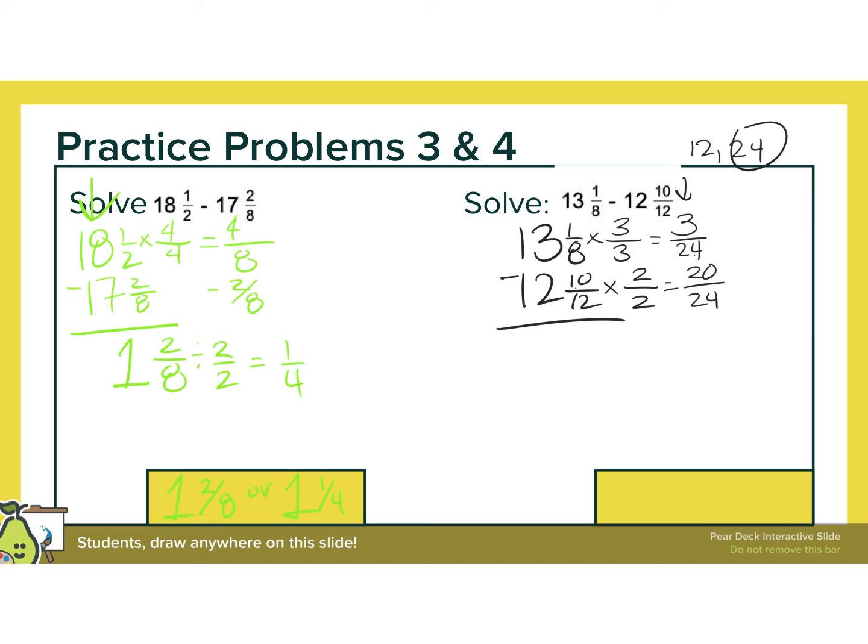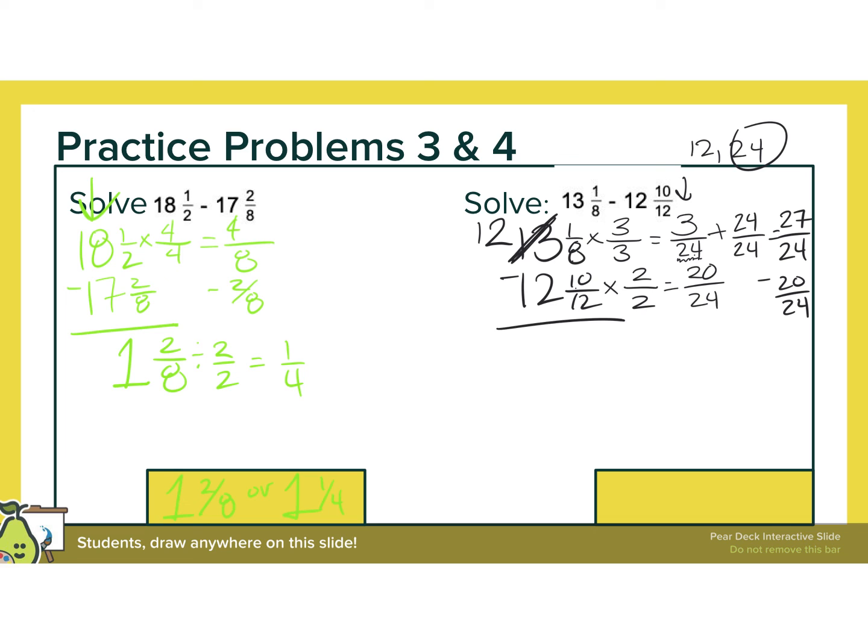So I'm going to take from this 13. I'm going to take 1 from here, and I'm going to add it here. I cannot add it as a 1. I have to add it as a fraction. How do I know what fraction I'm using? Look at the denominator. So I'm going to make this 24 over 24. 24 plus 3 is 27. So now I have 27/24 minus 20/24.